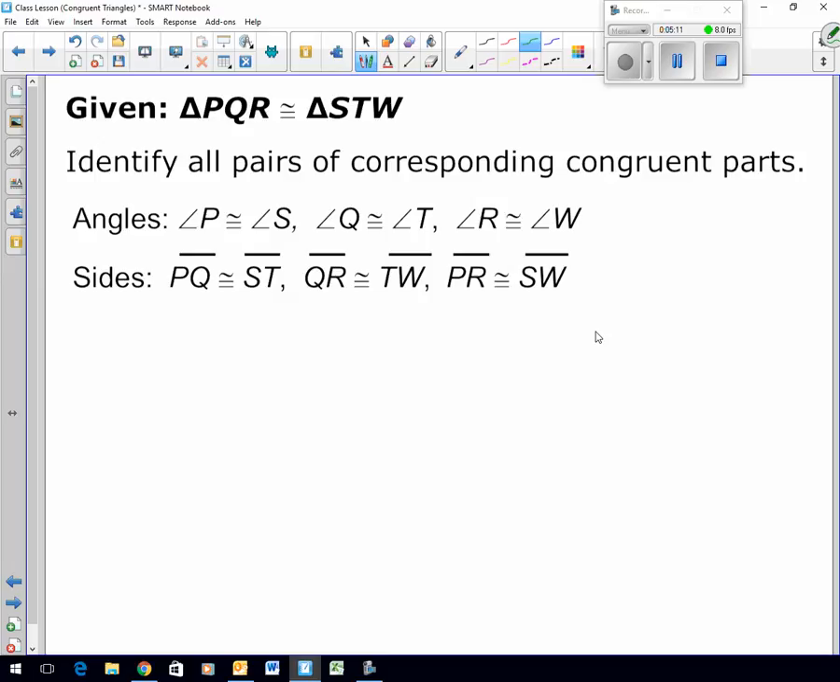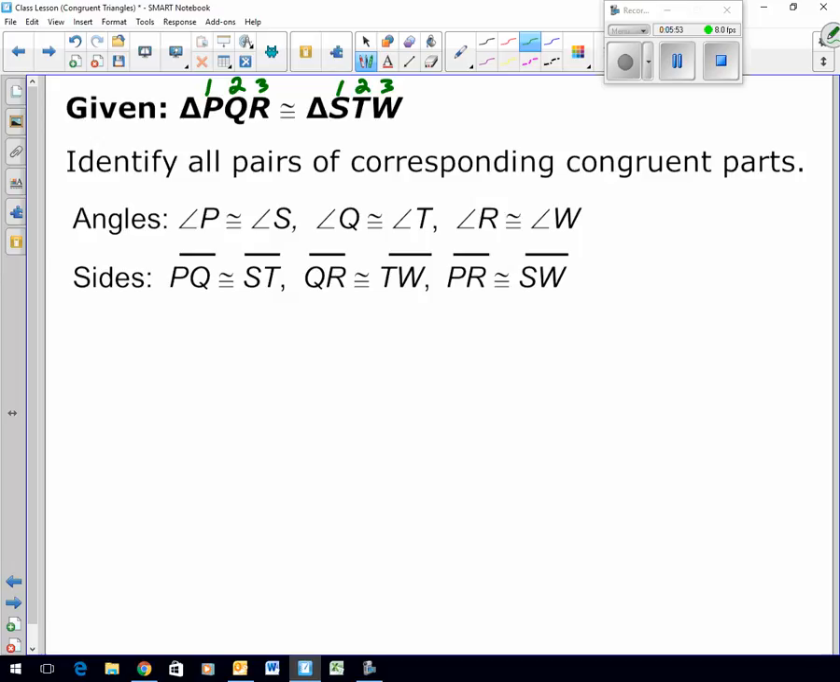Kennedy, what is the first letter in the first triangle? P is the first one. Second one is Q. Third one is what? R. Kennedy, what is the first letter in the second triangle? S. And then T, and then, oh wait, W, right? Alright, so, guys, if you need to know order, here we go. Ones go with ones, twos go with twos, and threes go with threes. 1 and 1 are congruent, 2 and 2 are congruent, 3 and 3 are congruent.